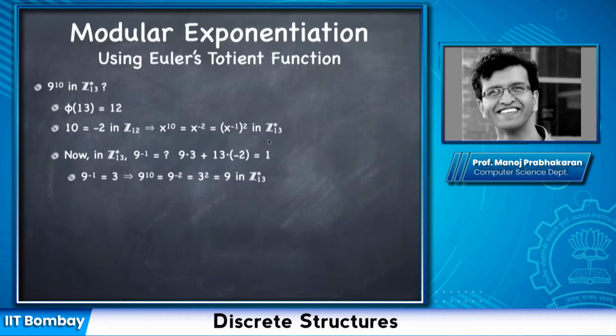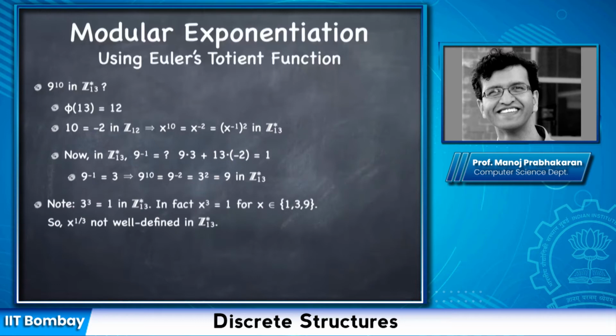So in Z13 star, 9 to the 10 is the same as 9 inverse squared. 9 inverse is 3, so 3 squared, which happens to be 9 again. So 9 to the 10 is 9 in Z13 star. Along the way, you might have noticed that 9 times 3 is 1, so that is actually 3 cubed. So 3 cubed is 1 in Z13 star.